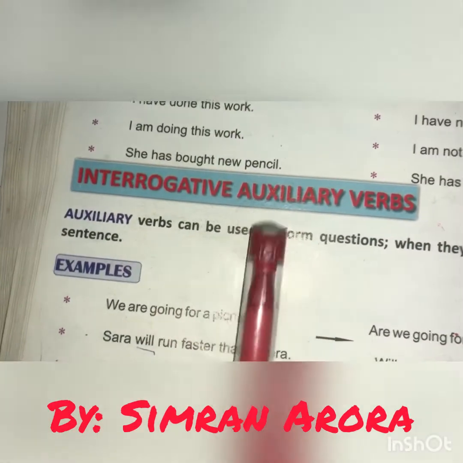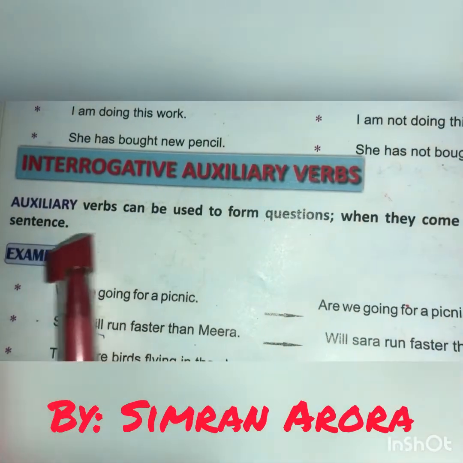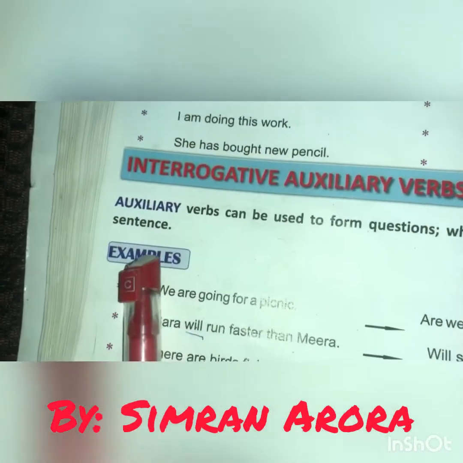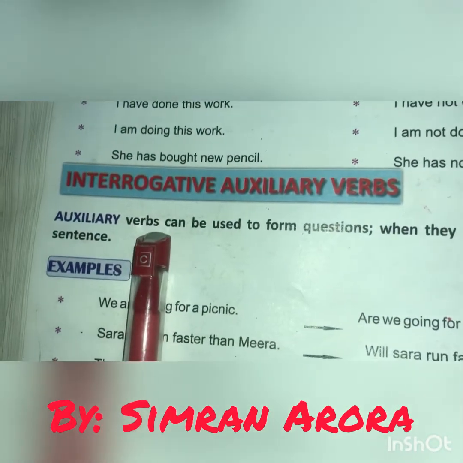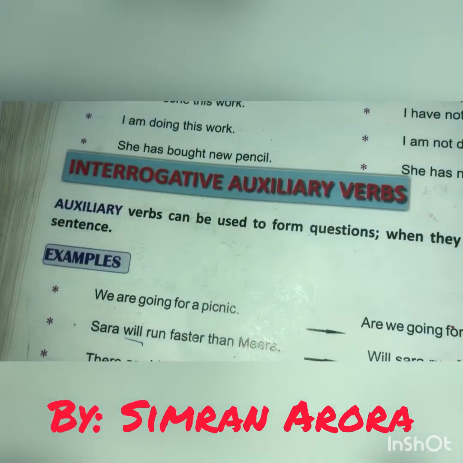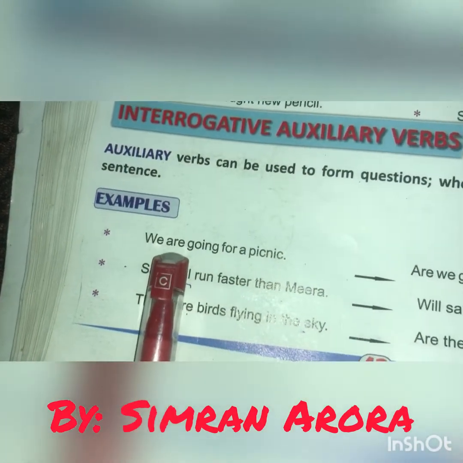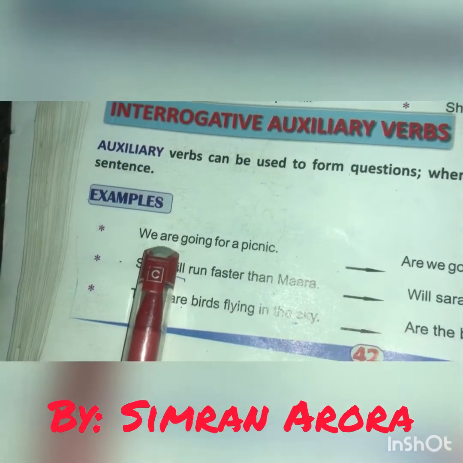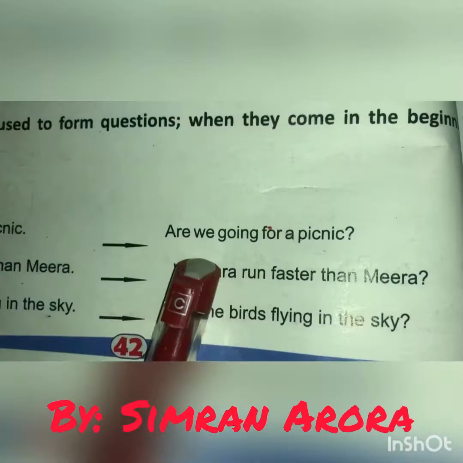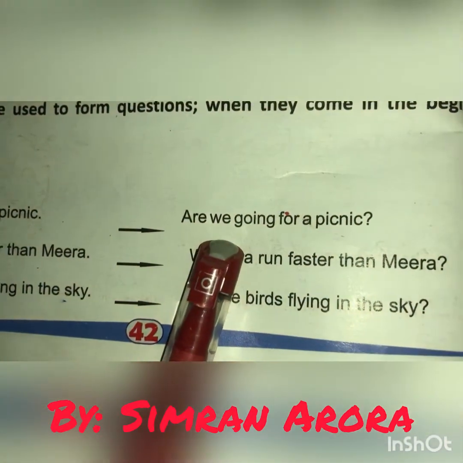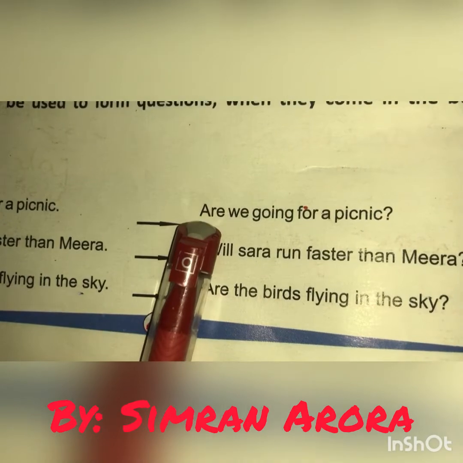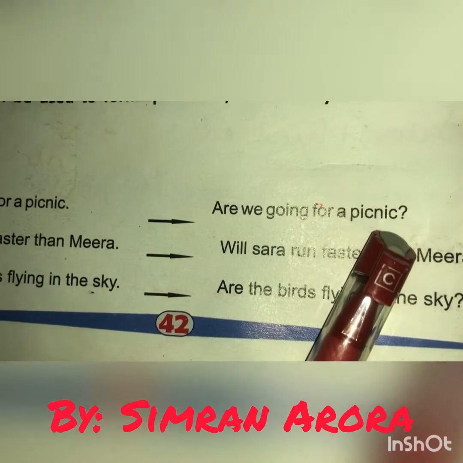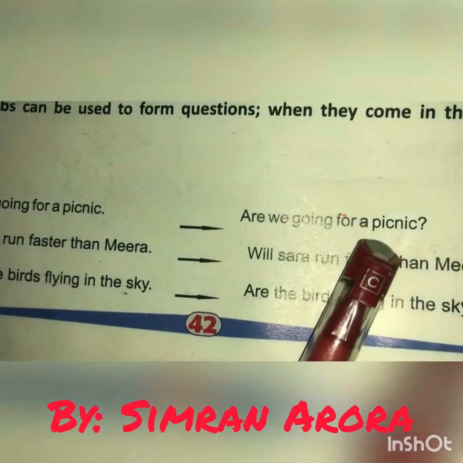Next one is interrogative auxiliary verbs. Auxiliary verbs can be used to form questions when they come at the beginning of the sentence. In interrogative auxiliary verbs, the verb is at the start of the sentence. Let's see an example. We are going for a picnic. In this sentence, are is an auxiliary verb. So, see, in the interrogative form, are is at the beginning of the sentence. Are we going for a picnic? And then a question mark.